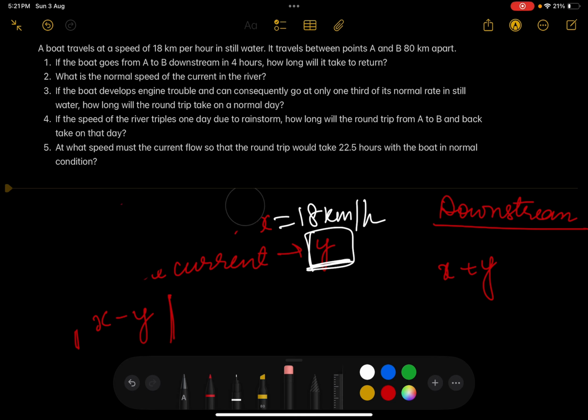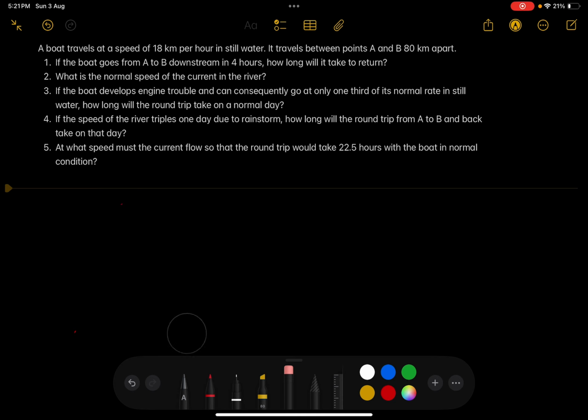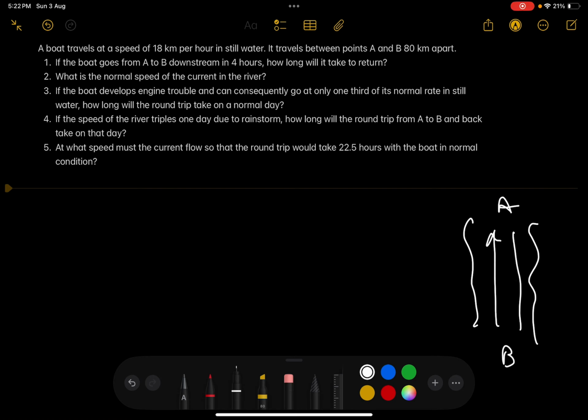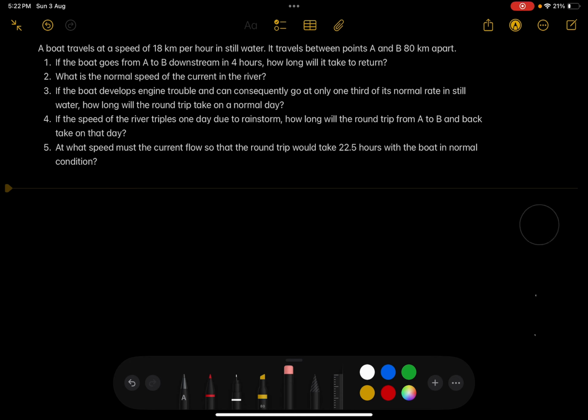To move forward with the question, the points A and B are 80 kilometer apart. If this is the river, this is point A, this is point B. Whether it is going this way or this way, the distance will be 80 kilometer only, because it's given in the question. I hope this is also clear.